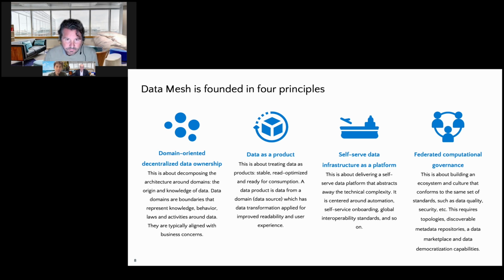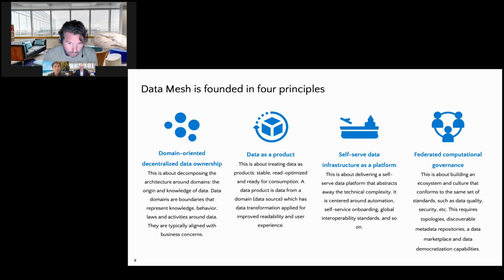And preferably, this platform is self-service or self-serve. So domains ideally could operate on that platform very much themselves without constant help from a central platform team. And then there's another part, so federated computational governance.